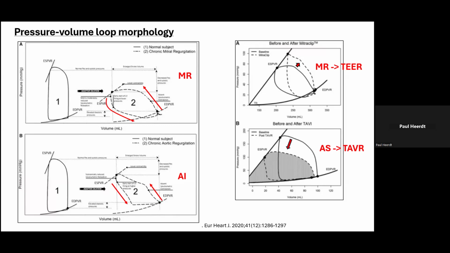Importantly, though, for both of these interventions, they occur along the same end diastolic pressure-volume relationship. So we're changing systolic characteristics, not diastolic characteristics.